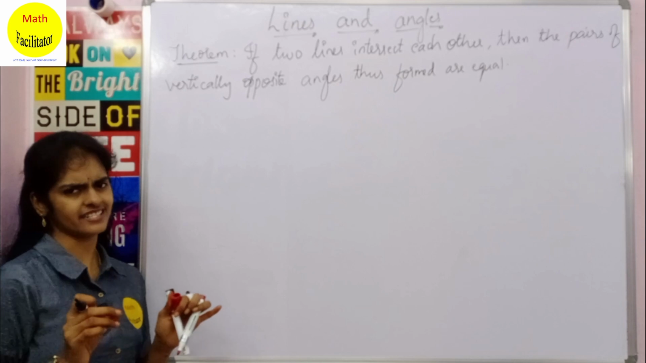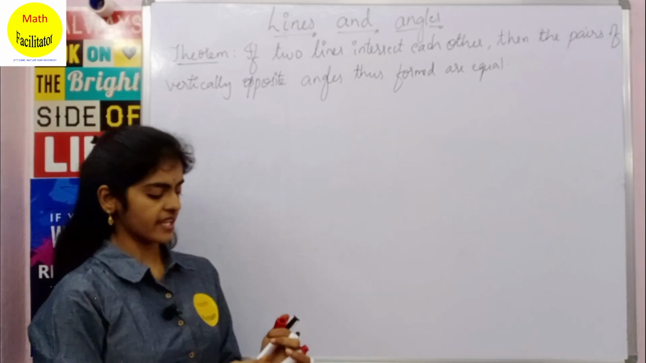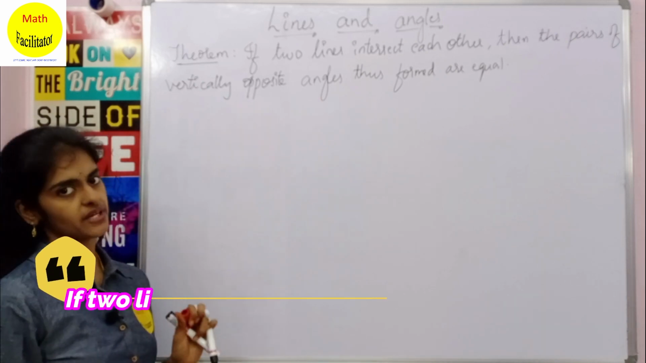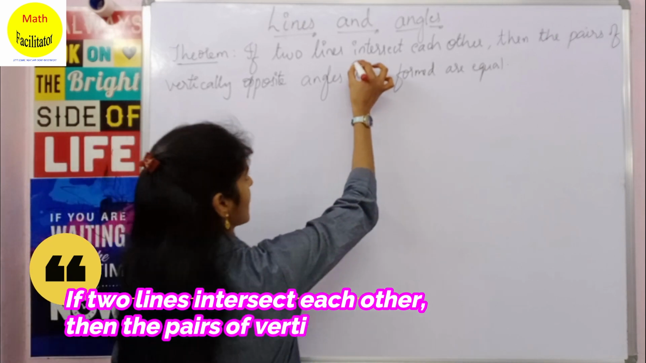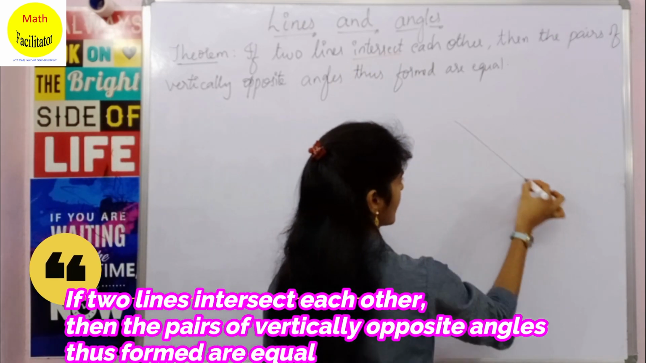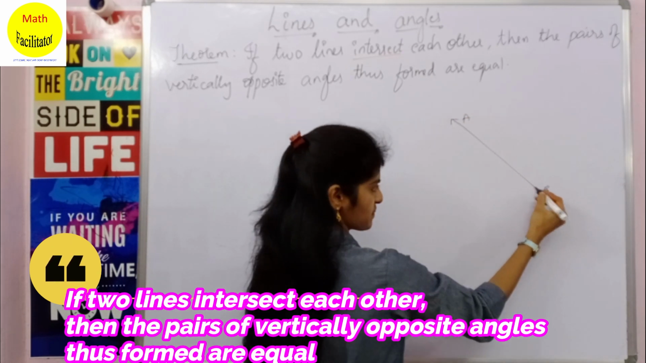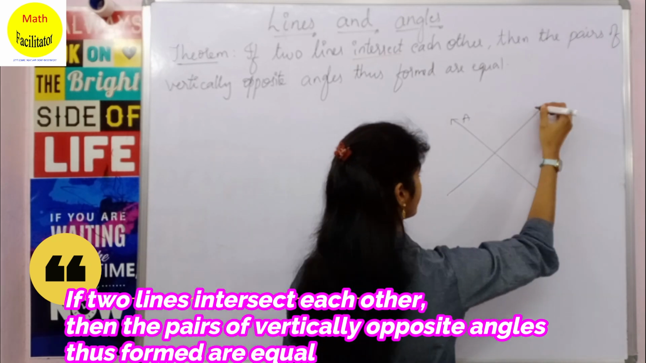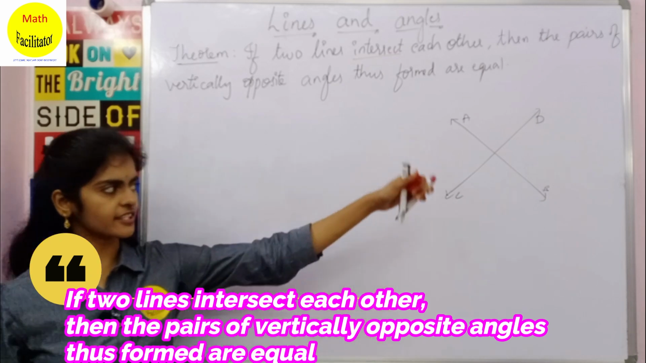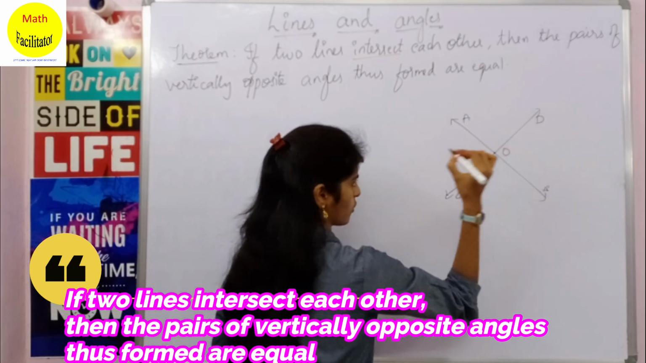Now let us learn a theorem. If two lines intersect each other, then the pairs of vertically opposite angles thus formed are equal. So two lines are intersecting each other. Suppose I have two lines in this way, say this is line AB, and I have another line, say CD. So these are the two lines and they intersect each other at a point O.